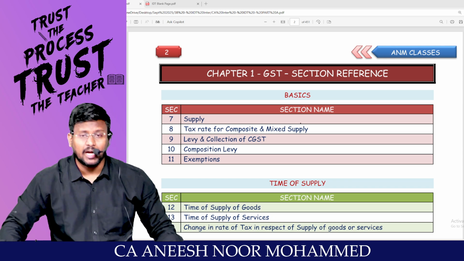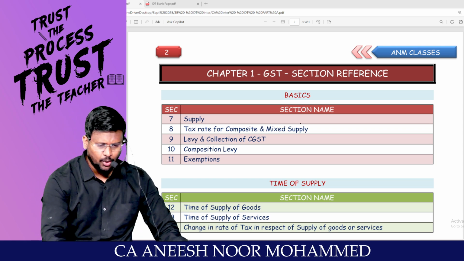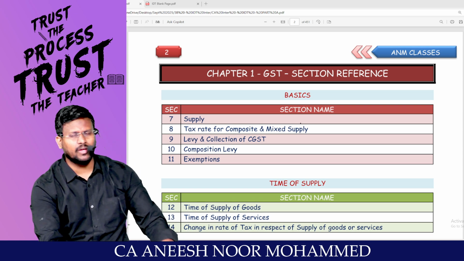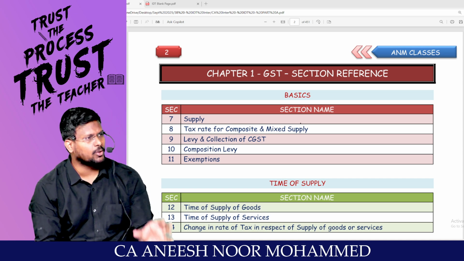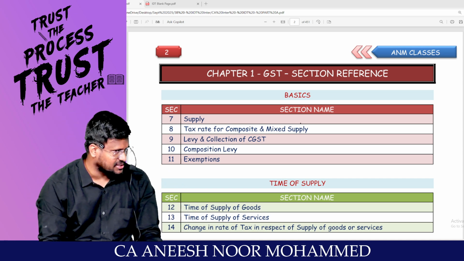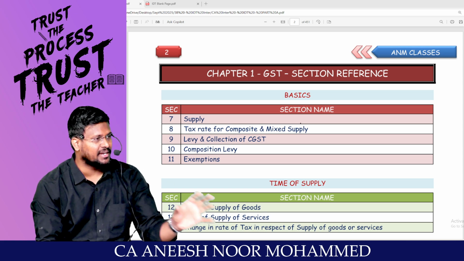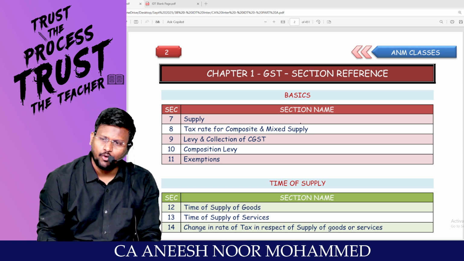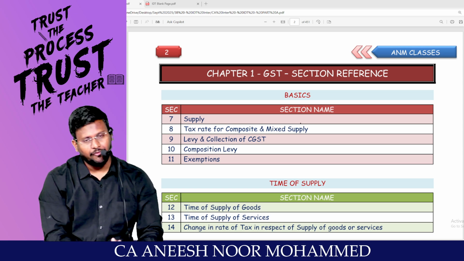Sir, we are going to start a brand new subject called GST. As we all know, in our group number 1, we have 3 papers. Paper number 1 is advanced accounting, paper number 2 is law, and paper number 3 is tax. Tax comprises 2 taxes: one is direct tax and the other is indirect tax. Direct tax will come for 50 marks in the exam. The same indirect tax will come for 50 marks in the exam.